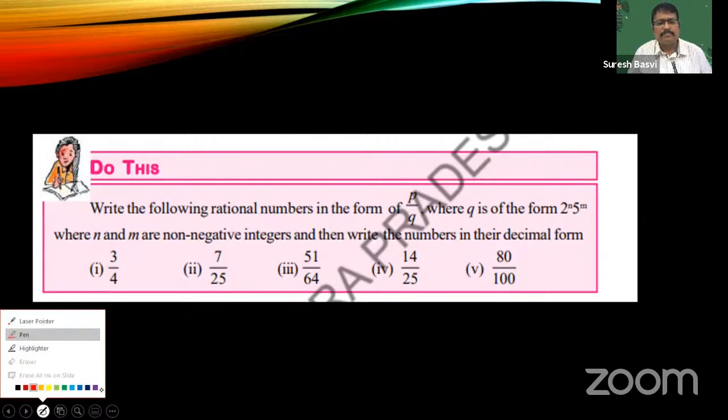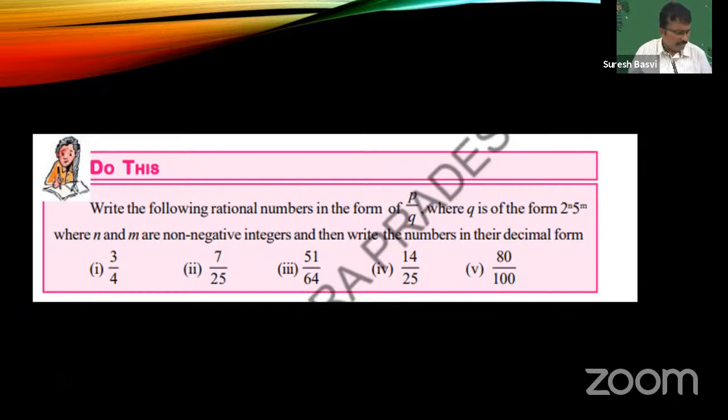Where is white? Where is white? White is nowhere at all. So 51/64 is a challenging thing. So 51/64 is nothing but, as I already told, 0.796875.